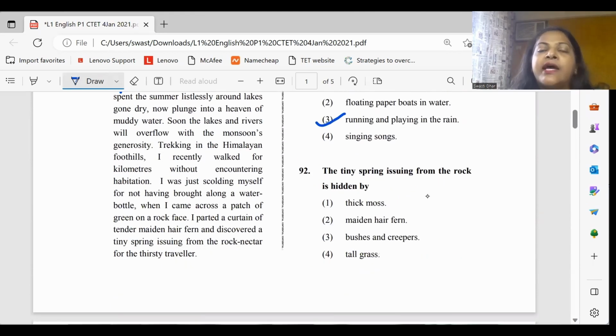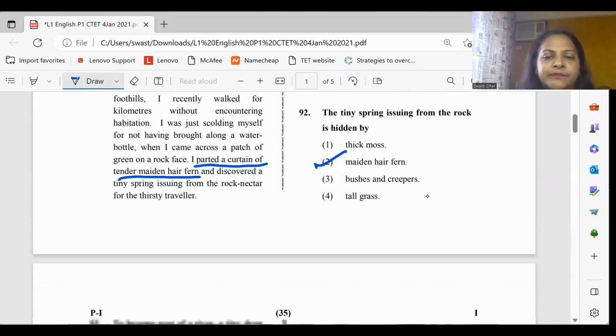Next question, the tiny spring issuing from the rock is hidden by. So here it is, I parted a curtain of tender maiden hair fern. So maiden hair fern is the correct answer.